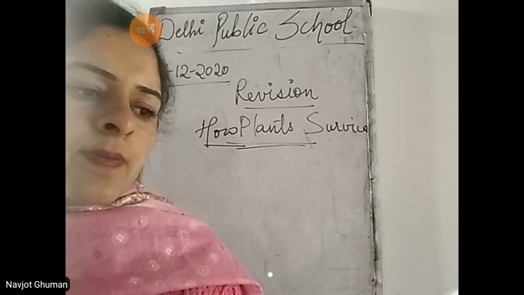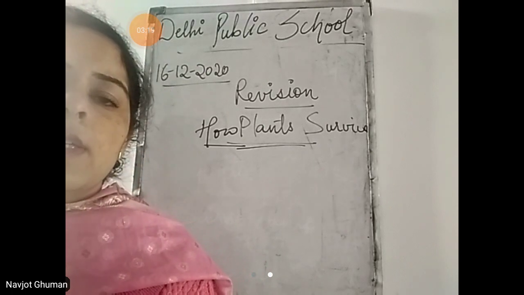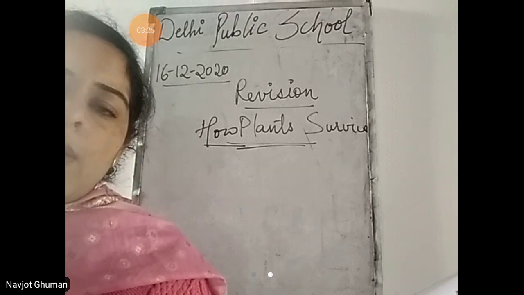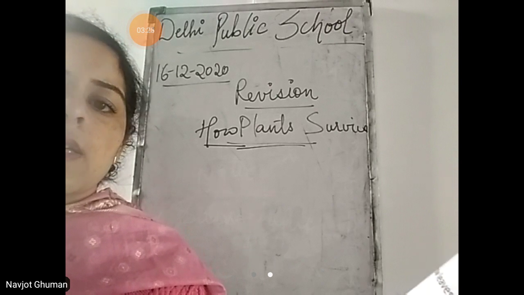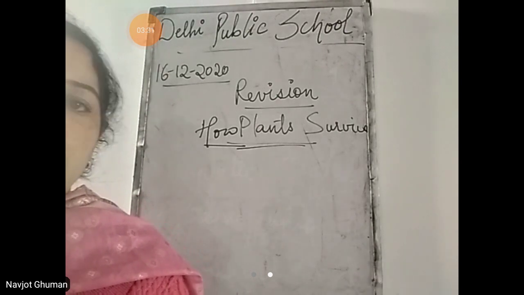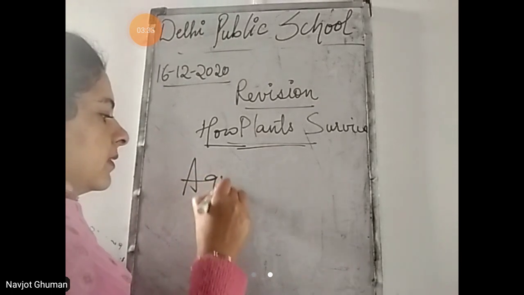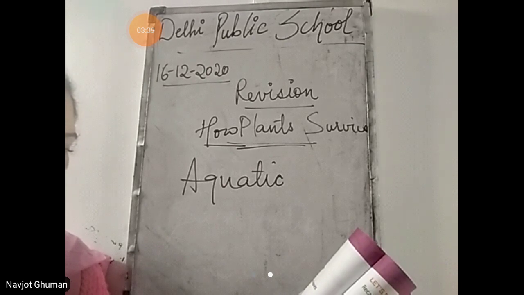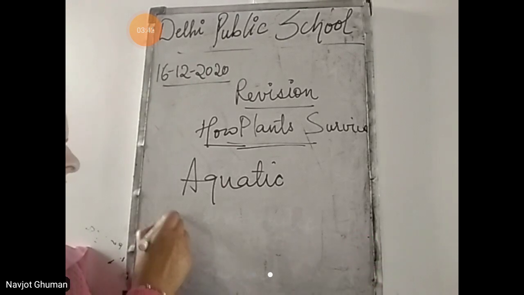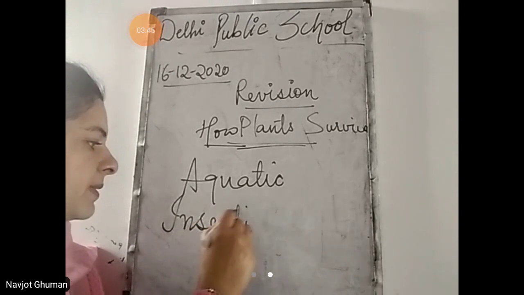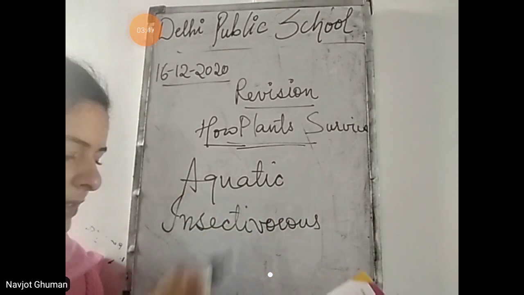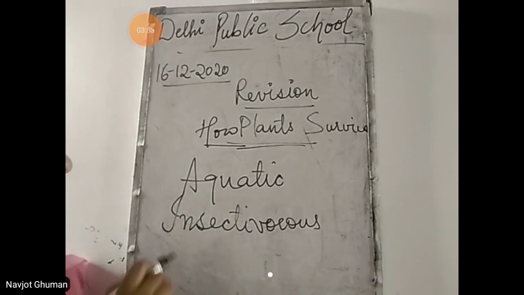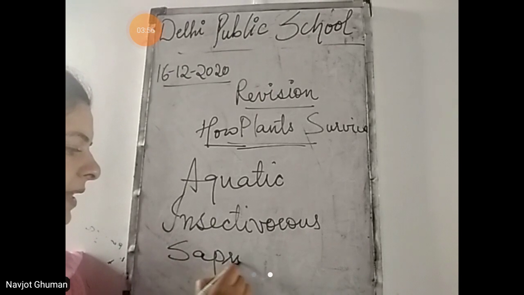Then give one word. Plants that grow on land, they are called terrestrial plants. Plants that remain green all year around, they are called evergreen. Plants that grow in water, they are known as aquatic plants. Plants whose leaves are modified to trap insects, they are known as insectivorous, as they trap or eat insects. Plants that cannot make their own food and absorb nutrients from dead plants and animals, they are called saprophytic plants.